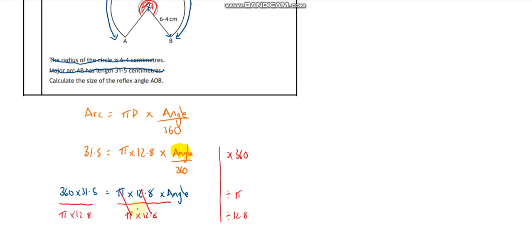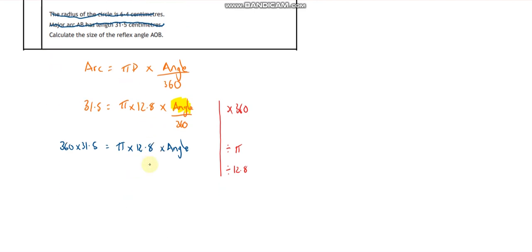So they would then cancel out. But I don't like drawing it that way. I'm just going to do the method line just to show you what's happening. On the next line, it's going to pop up as 360 times 31.5 equals, I'll just put angle over where it was, just to show you what's kind of missing, and that's pi times 12.8. Fantastic. And you can now do that on your calculator.